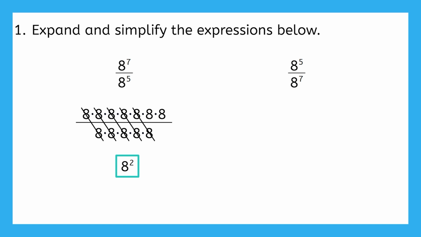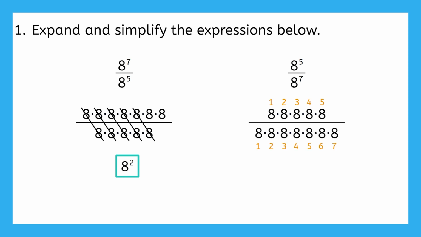Now, you try it by yourself. Pause here to expand and simplify 8 to the 5th over 8 to the 7th in your guided notes. This time we have 5 8s in the numerator and 7 8s in the denominator. After canceling out the pairs of 8s, we're left with 2 8s, or 8 squared, in the denominator. Because there's nothing left in the numerator, and each 8 over 8 that we canceled out equals 1, we're left with just 1 in the numerator for our final expression of 1 over 8 squared.